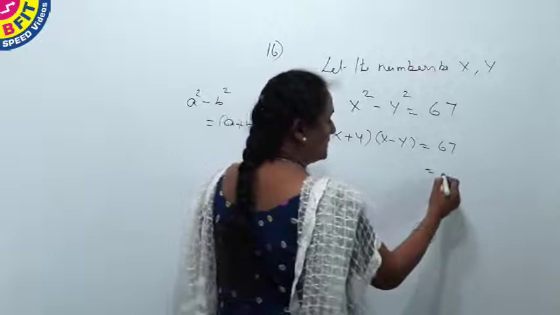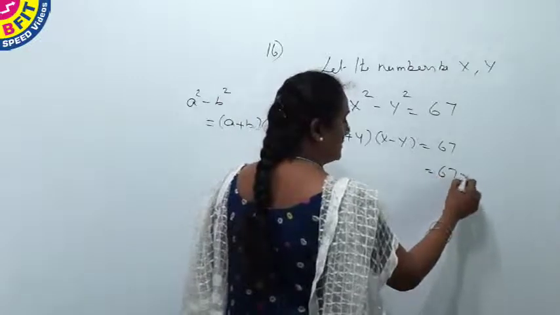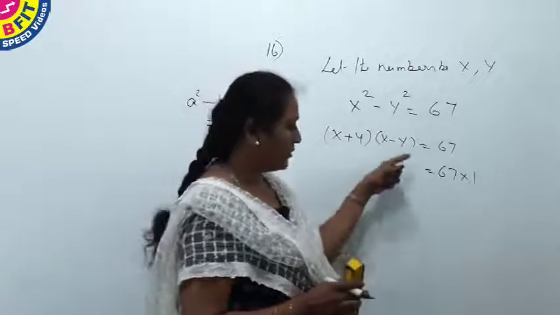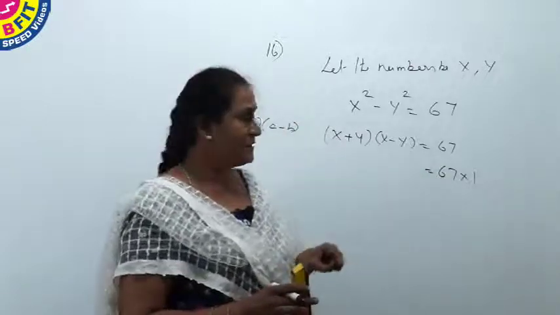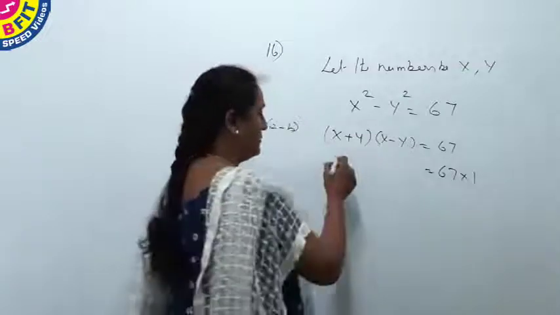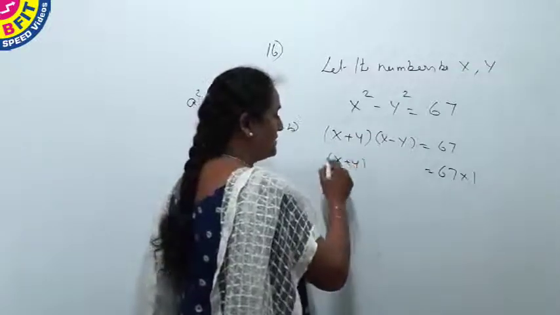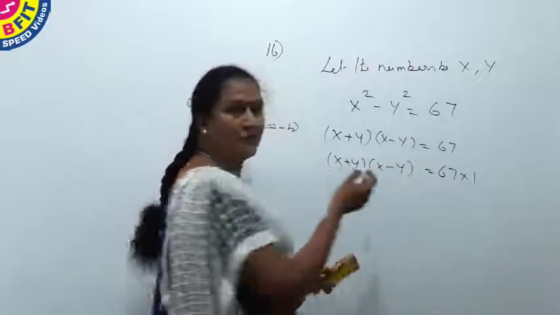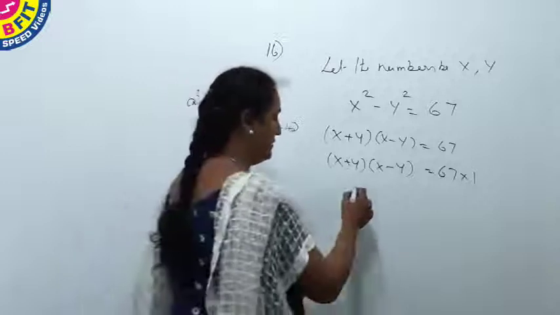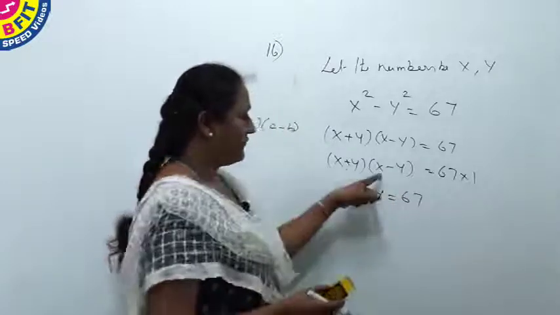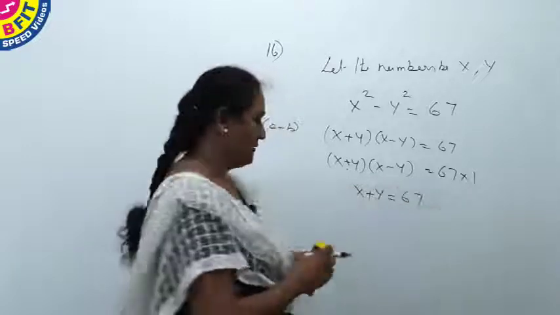So we are splitting this number 67 into 67 and 1. As 67 is a prime number, it cannot be split into a product of two numbers other than 67 and 1. So equating the left hand side and the right hand side, we assume that the sum of those two numbers should be 67 and the difference of those two numbers is 1.